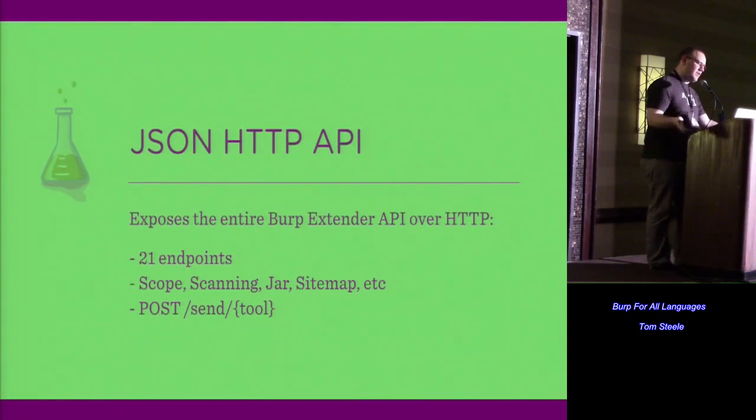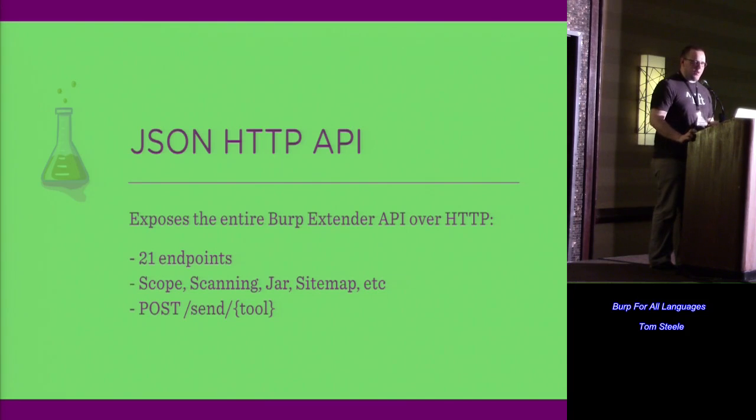So, in addition to the WebSocket API, we also have a JSON HTTP API, like I said. It has 21 endpoints, so it pretty much takes any function that's in Burp Extender and exposes it to you via a JSON interface. So you can do things like add and remove URLs to scope, see your scope, do passive and active scans. You can affect the cookie jar, so you could add cookies for Burp to use. You can get the sitemap, affect the sitemap, things like that.